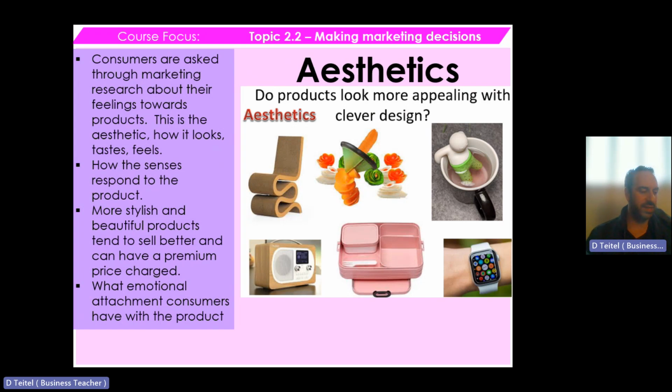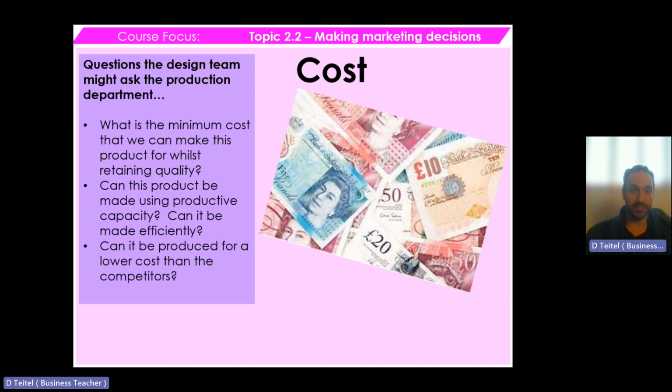So look, see, feel, smell, taste. More stylish and beautiful products tend to sell better, so people can charge a premium price. If something looks visually appealing, more people are likely to buy it. If you think about fashion items as well, what emotional attachment consumers have with the product. So this is what the aesthetics is. It's more around how people can interact emotionally or physically with the product, as opposed to the functionality of what its purpose is for. Now, cost.